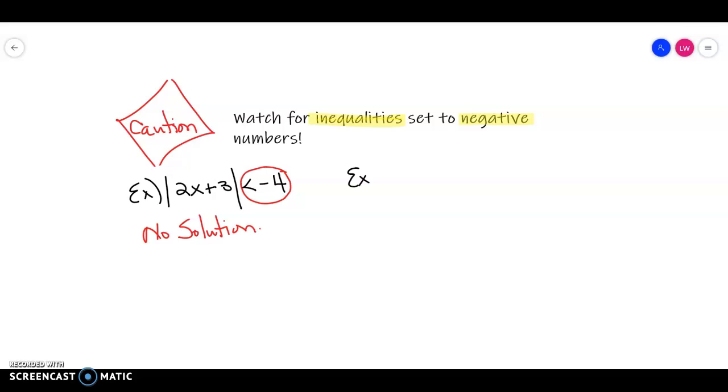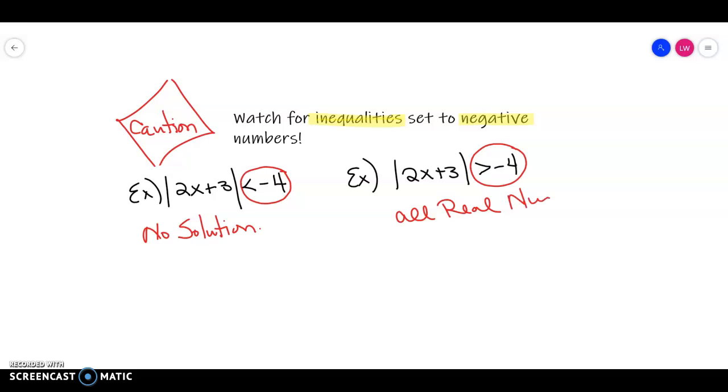But if we had an example, let's say where we had, again, 2x plus 3, but it's greater than negative 4, well, all absolute values are going to be positive because it represents distance. All positive numbers are larger than negative 4, so this one would be all real numbers. So you can also write it in interval notation from negative infinity to infinity.